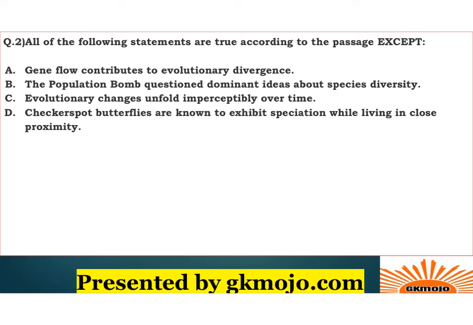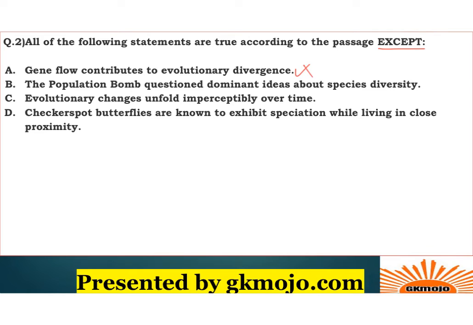Let us have a look at question number 2, a fairly easy question. All of the above statements are true according to the passage except, okay? So be aware of this word except. Option number A, gene flow contributes to the evolutionary divergence. Yes, this has been mentioned, I guess, in the passage. So you cannot choose this as an option, so this is eliminated.